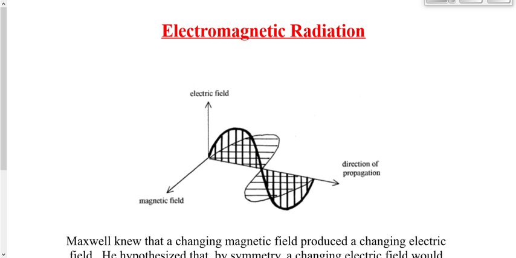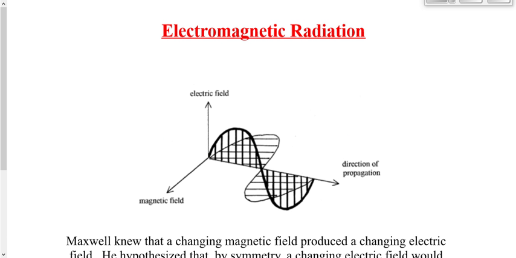Energy that can travel through the nothingness of space, but also can travel through air or water or glass as well. It's pure energy that travels in a wave-like form through just about anything. What does it consist of? Well, I'm going to show you a diagram here.